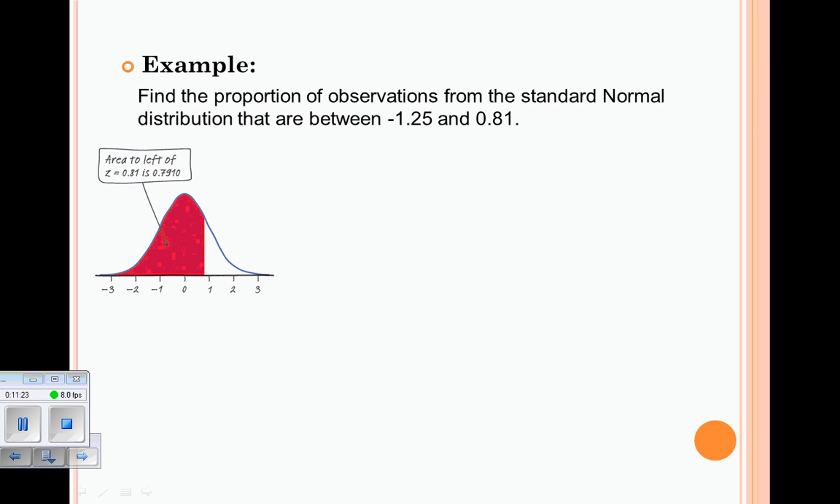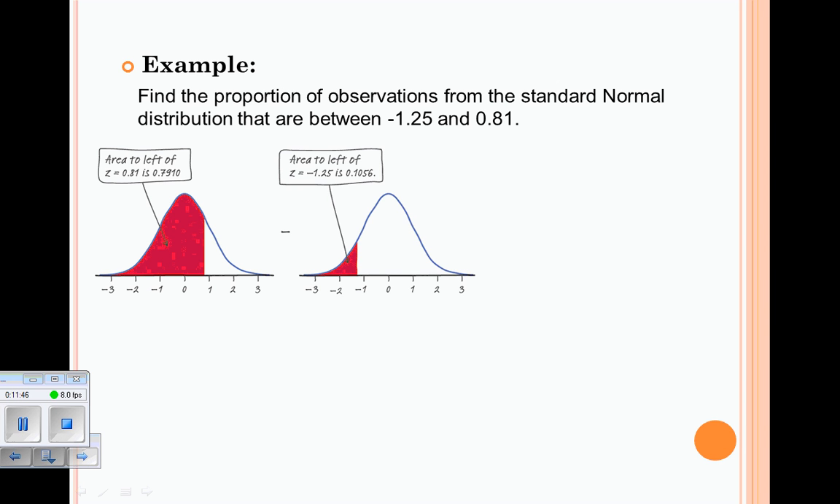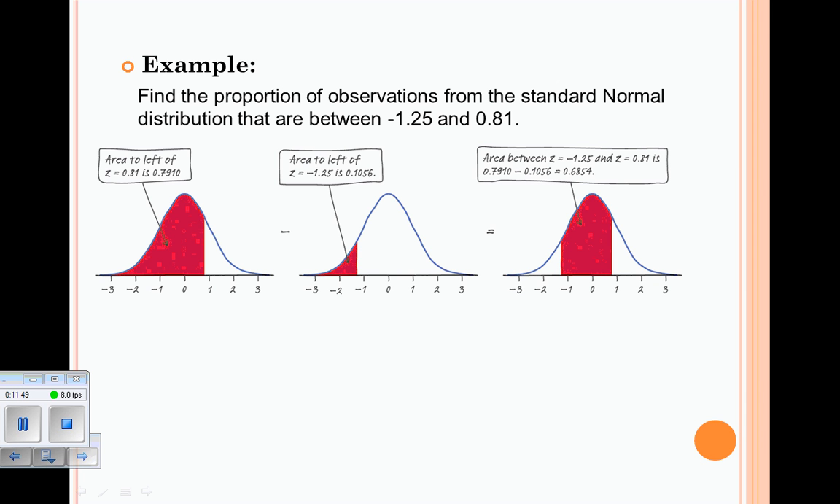So, using the table, if you wanted to find the z-scores that are between negative 1.25 and 0.81, first you're going to find 0.81, then you're going to find the negative 1.25 and subtract it from the 0.81. Now, if you want to put this in your calculator, you would do the normal CDF from negative 1.25 to 0.81 with a mean of 0 and a standard deviation of 1.